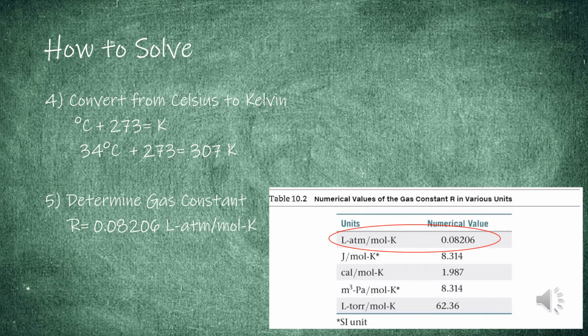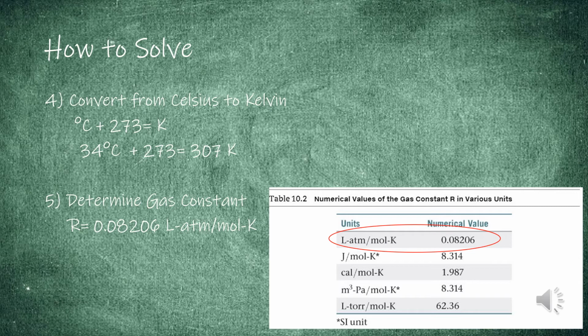So much like that weird kid in the class that you don't like, and you want to get rid of, in chemistry we want to get rid of Celsius and turn that to Kelvin. If you refer back to previous chapters, the formula to convert Celsius to Kelvin is degrees Celsius plus 273 equals Kelvin. So we have 34 degrees Celsius, and we simply go 34 plus 273, and that gives us 307 Kelvin. Let's keep that in mind, and let's move on to step 5.